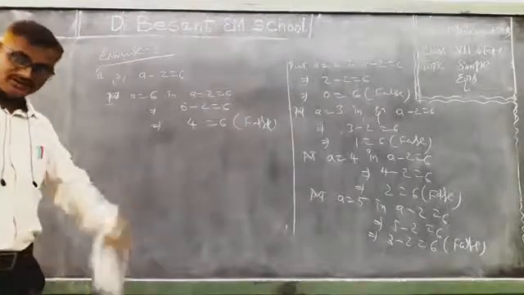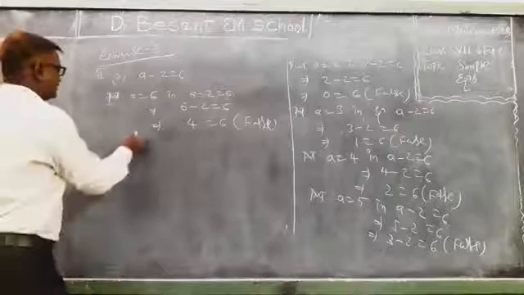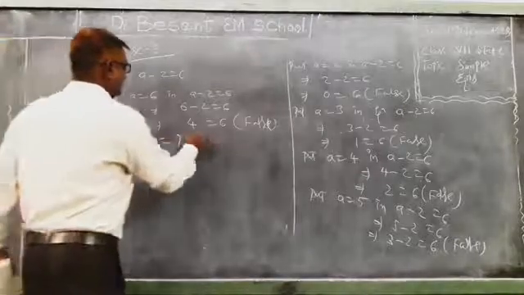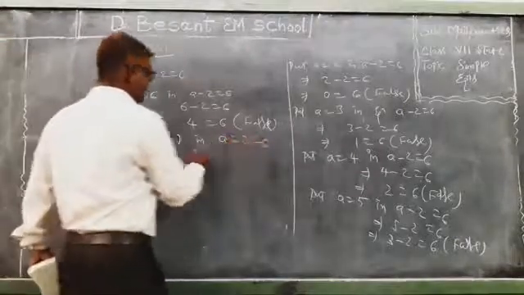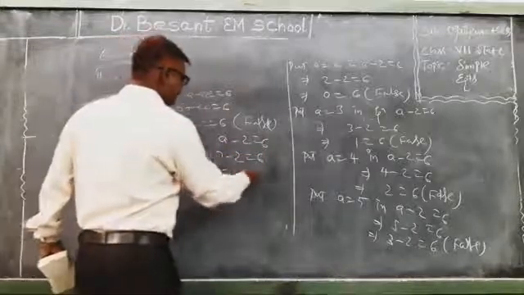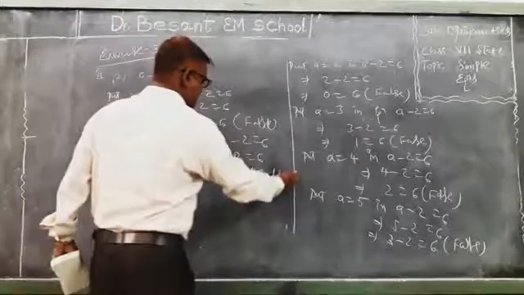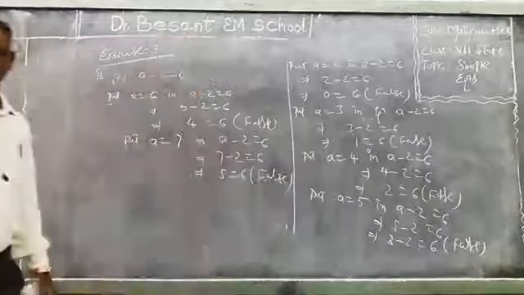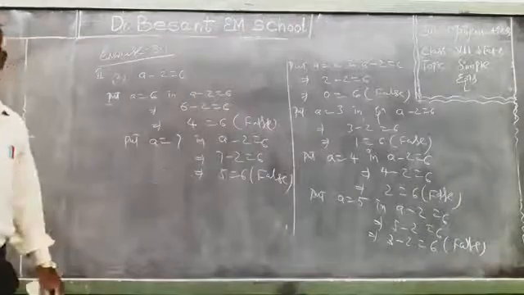Then you go for a equal to 7. Put a equal to 7 in the equation a minus 2 equal to 6. a means 7 minus 2 equal to 6. 7 minus 2 is 5, equal to 6, which is also a false statement. So a equal to 7 is also not a solution for the equation.